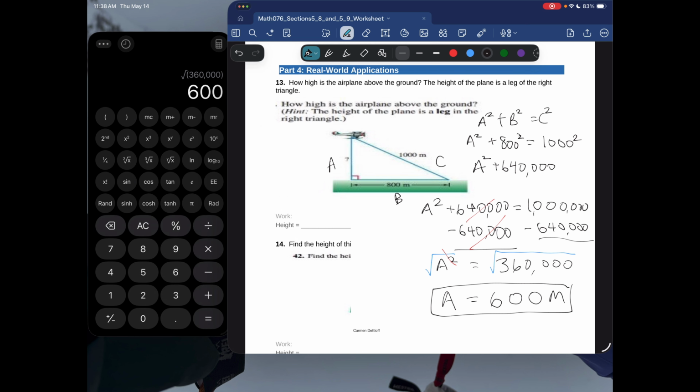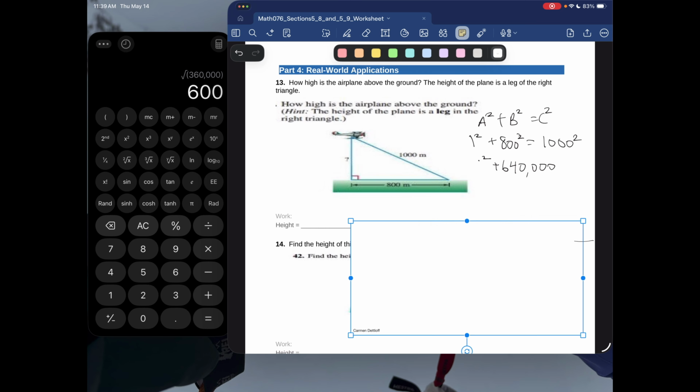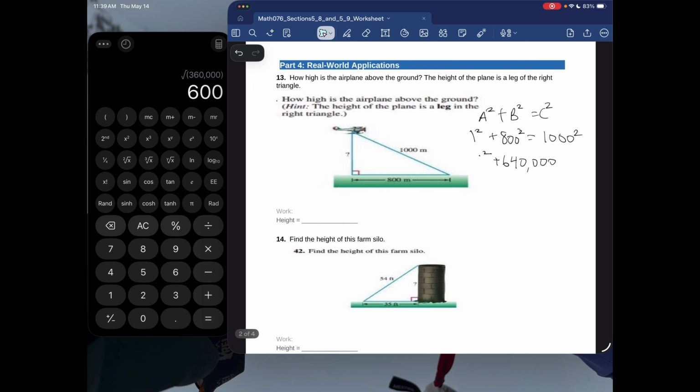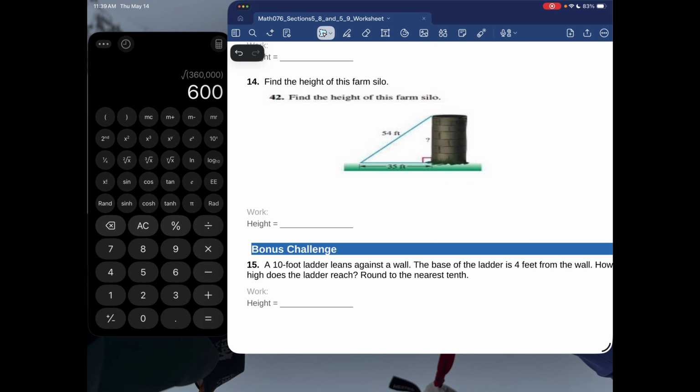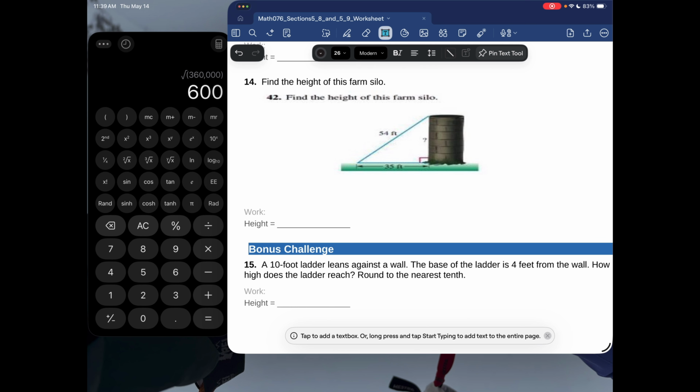Okay, let's do number 14. Gotta erase some of this so I don't go crazy. Okay. You know what? I'm going to let you all try and solve number 14 on your own, and let's do the bonus challenge question together. Let you have some time to work on your own.